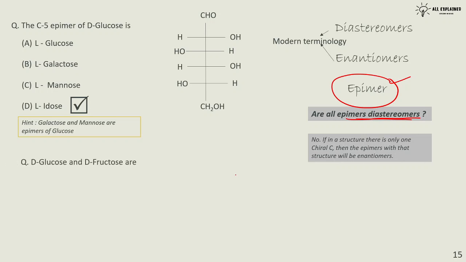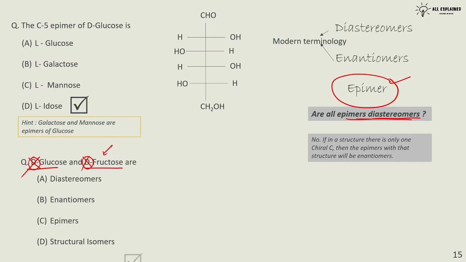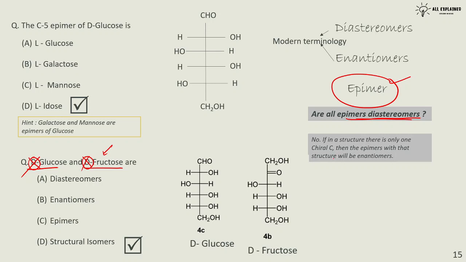Let's think about this question now. D-glucose and D-fructose are, well, let's see what the options are: diastereomers, enantiomers, epimers, and structural isomers. Well, this is very simple, because if you have seen the last lecture, you know about D-fructose. Even if you just think about the structures of glucose and fructose, you will see that the structure of fructose is different. It has a ketone group, so they are structural isomers.